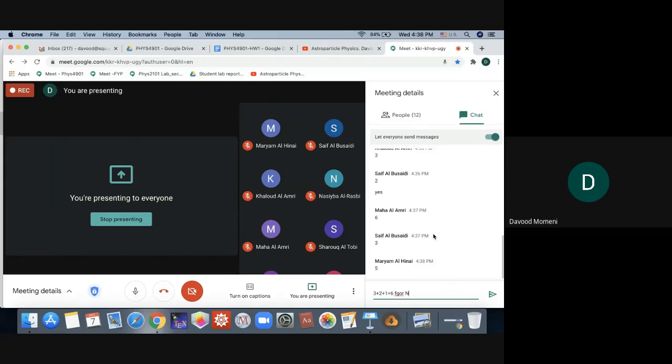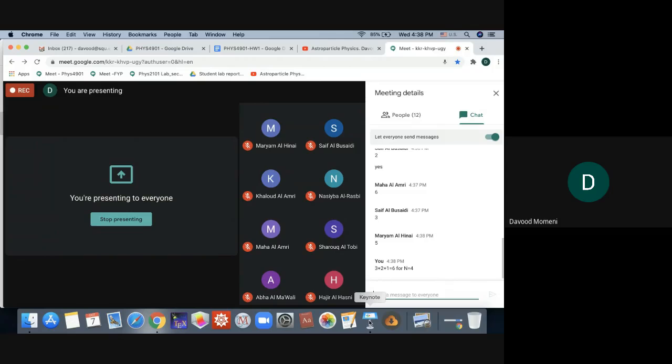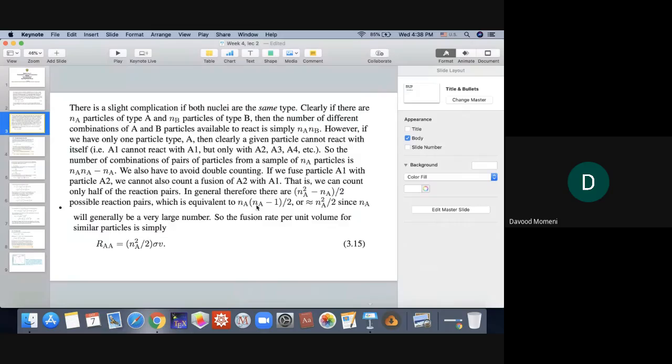For 4, the number is 6. So now you understand what I showed you in the slide. If you have n nuclei, the number of interactions will be n times (n-1) over 2.